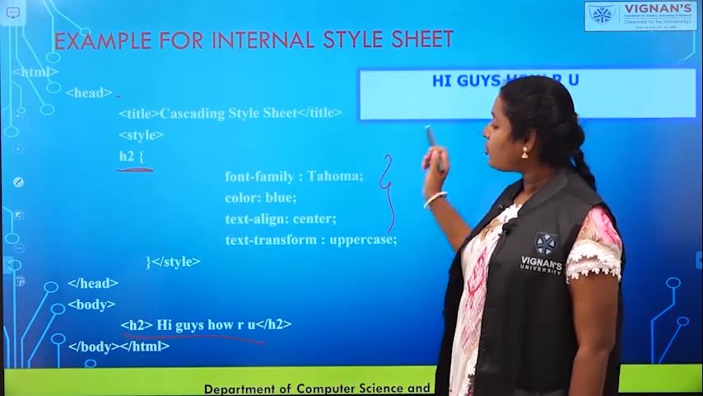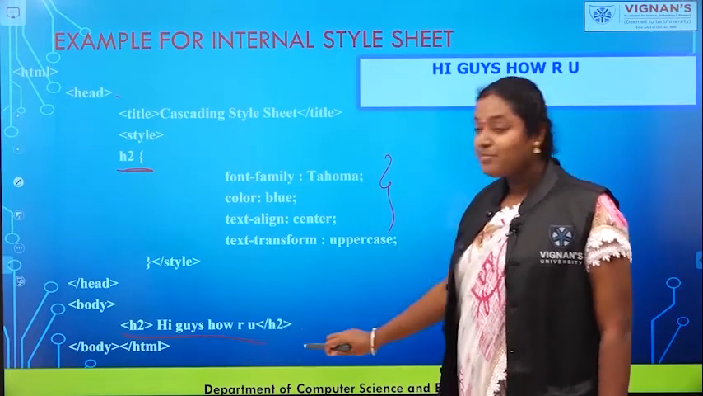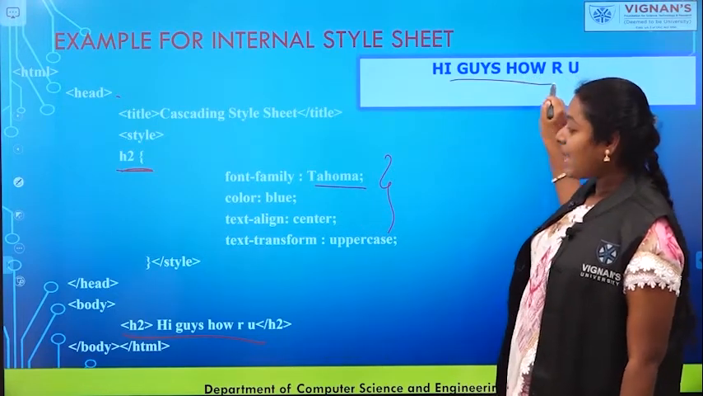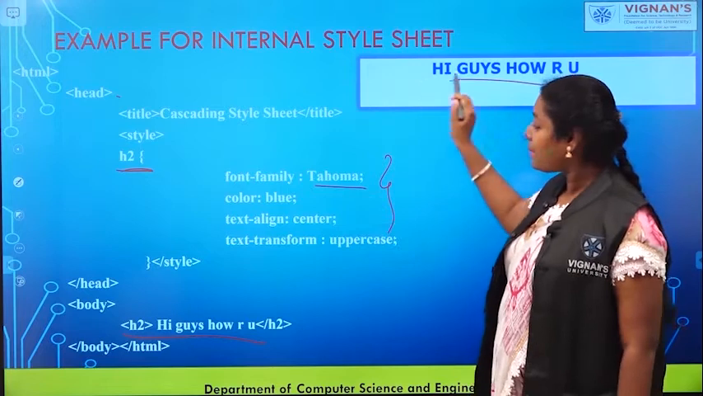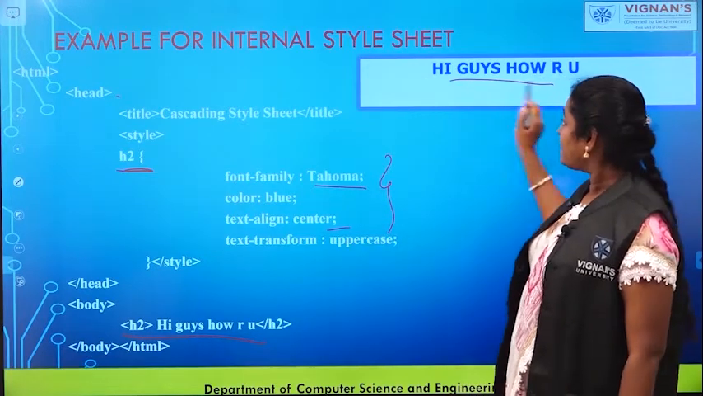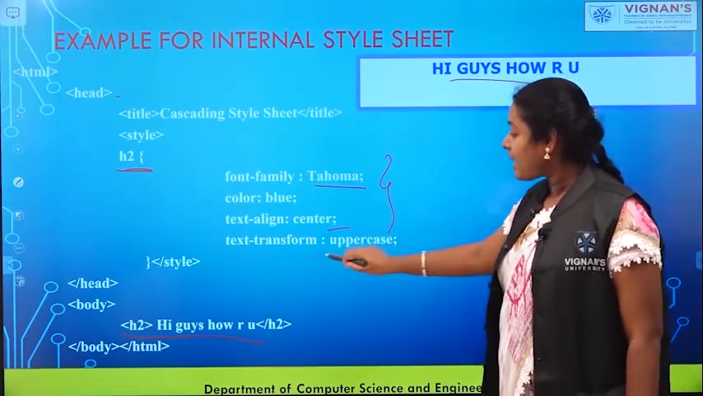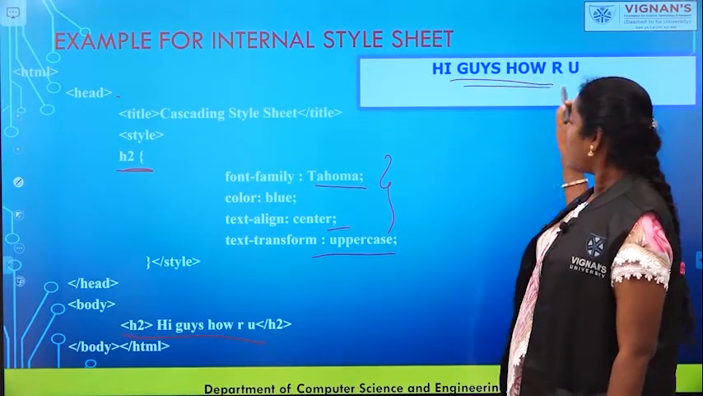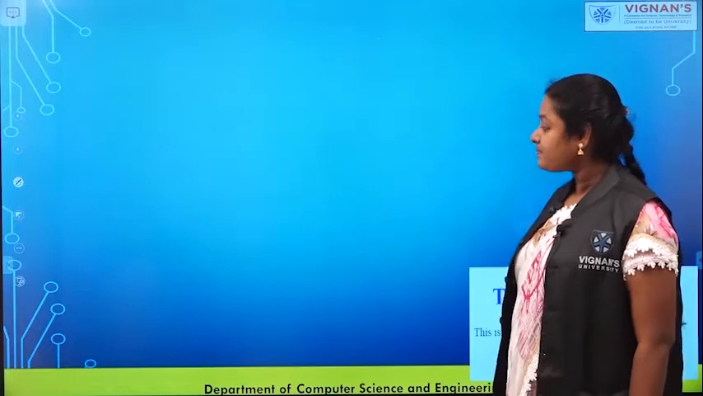If you see the output, for the content written in the H2 tag, the font family Tahoma has been applied, the color blue is applied, the text alignment is center, and the text transformation is uppercase. Nothing but for all the content, they will appear in uppercase letters.